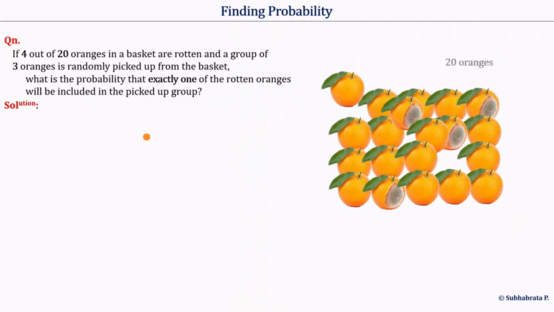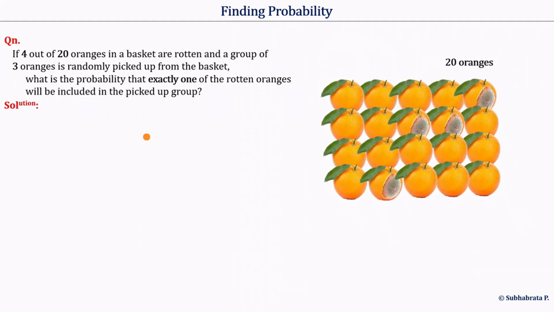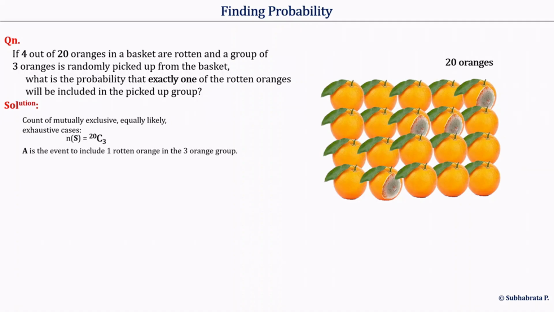Here from this collection of 20 oranges, if we want to pick up a group of 3 oranges randomly, we can do that in 20C3 ways. This is the count of mutually exclusive, equally likely, exhaustive cases belonging to the sample space S of this random experiment. Let's assume A is the event in which 1 orange will appear rotten in the group of 3 oranges we pick up. What will be the count of favorable cases belonging to event A here?